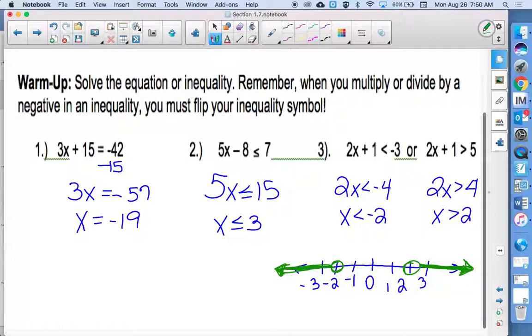So if you prefer your numbers to be graphed above and your lines to be graphed above so they don't run in with the number line, that's fine. And it just depends on who you had as a teacher and how you were taught. Questions?